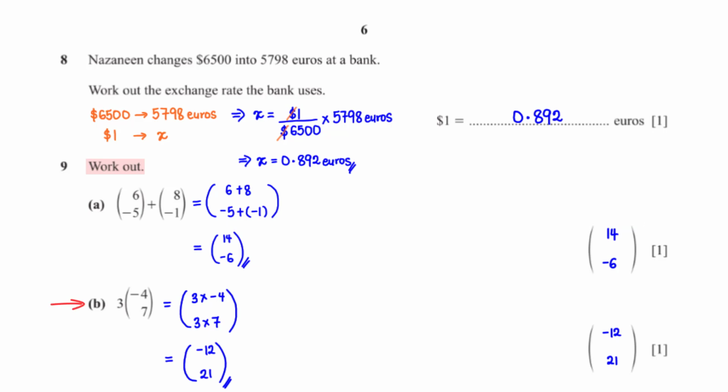Work out 3 times negative 4, 7. To get the resulting vector, we multiply each element in the vector by 3. So 3 times negative 4 is negative 12 and 3 times 7 is 21. So we have negative 12, 21.